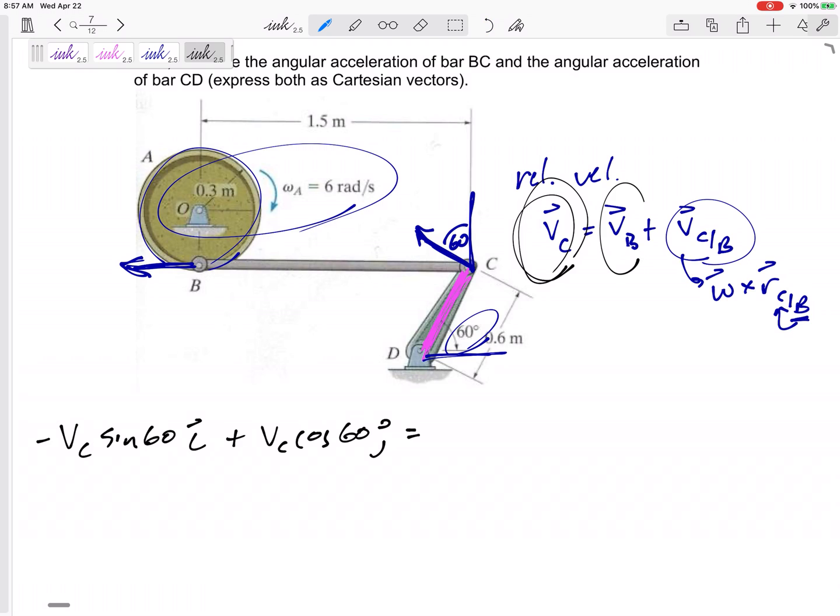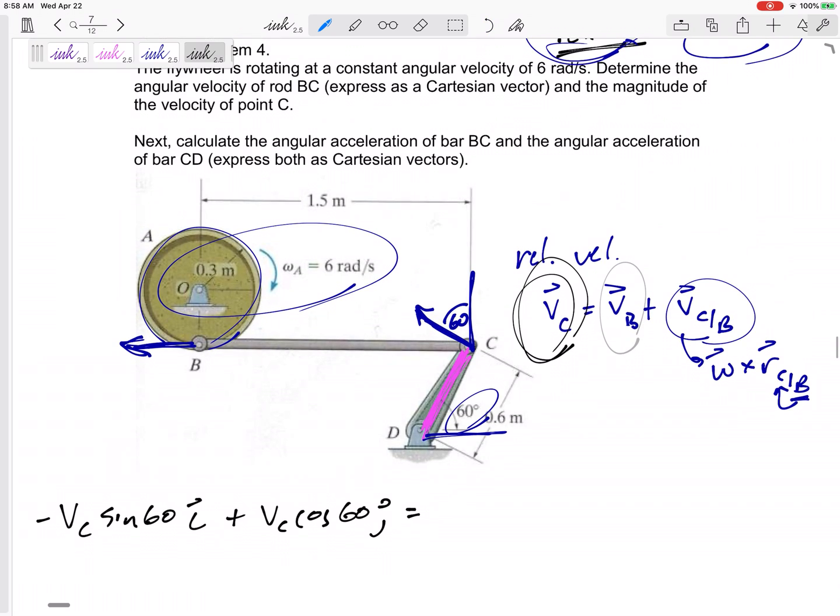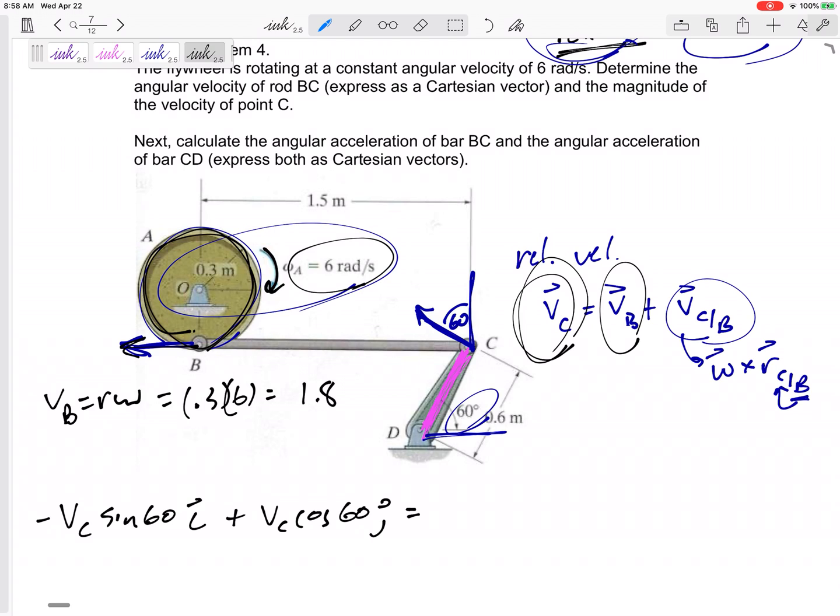All right, VB. Do I know it? Yeah, I think I know it, not looking at what it's attached to, but looking at this disc right here that is rotating at 6 radians per second. What velocity does that make that? VB equals R omega, 0.36 times 6. It's 1.8, and if this is going that direction, this would be perfectly in the negative I direction. I've got to get that negative I myself.